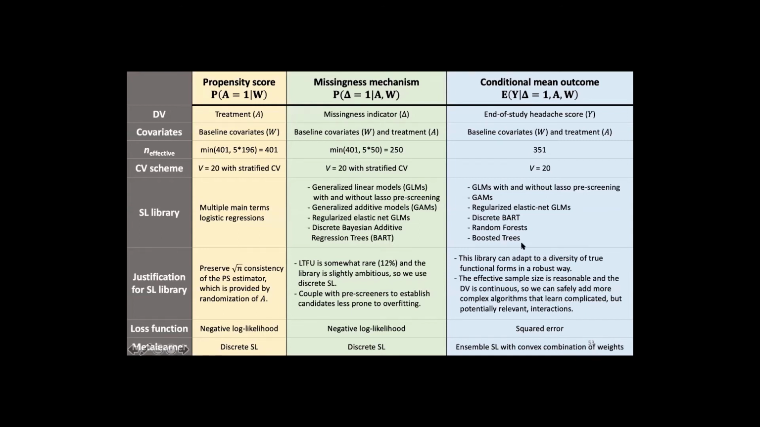This library can adapt to a diversity of true functional forms in a robust way, and the effective sample size is reasonable here. The dependent variable is continuous, so we can safely add more complex algorithms that learn complicated but potentially relevant interactions. We use the squared error loss, which is valid for estimating a conditional mean, and then an ensemble superlearner with a convex combination of the weights.